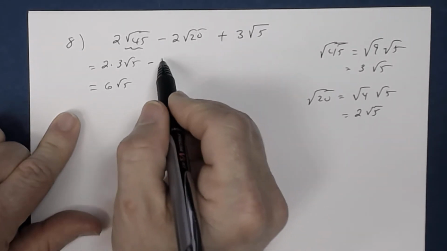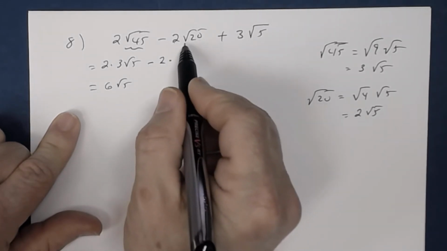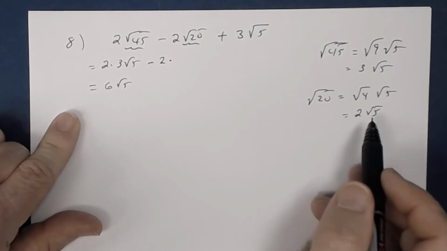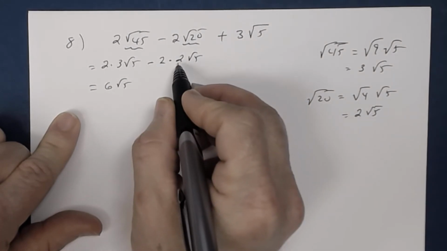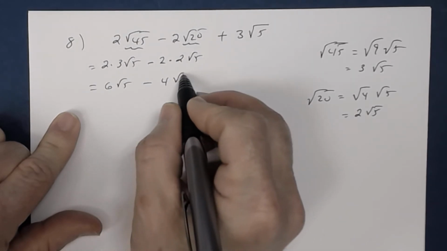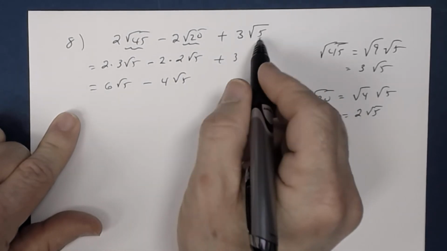So that goes here. So minus this 2 times, and remember the square root of 20 is 2 square root of 5. And then 2 times 2 is 4. Y'all agree? So that'll be minus 4 square root of 5. And then don't forget, can I simplify this? No.